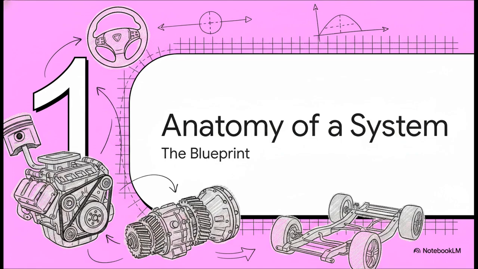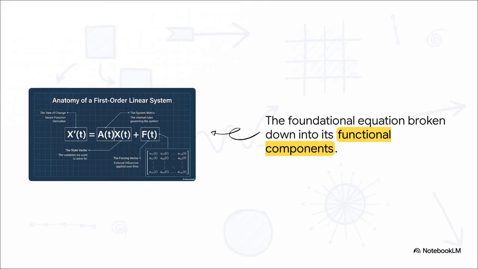Section 1. Anatomy of a system. The blueprint. So, before we can rev up our engine and start solving things, we absolutely have to understand the basic parts of the system we're dealing with, right? Our foundational equation here is a first-order linear system. That's x prime of t equals A of t times x of t plus f of t.